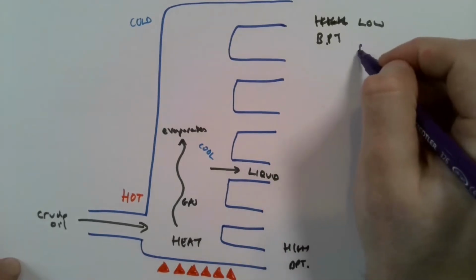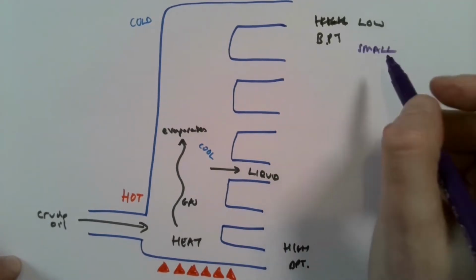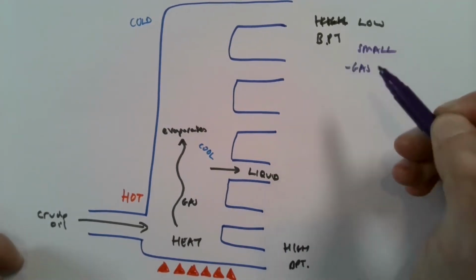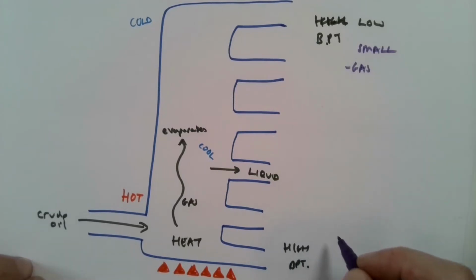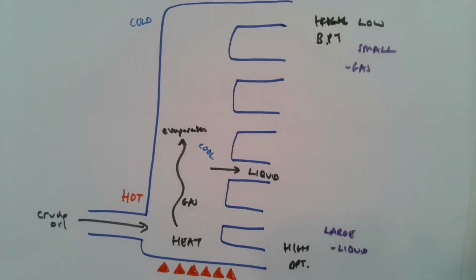Let's put it in. And these are much more likely to be gases when they're small. And down the bottom here, these are going to be the large ones. And they are more likely to come out as liquids and be quite thick and viscous liquids. So our small, simple molecules at the top there, and our large liquid molecules at the bottom.